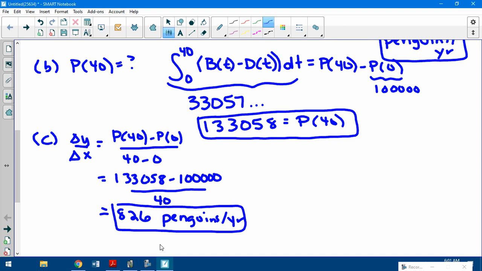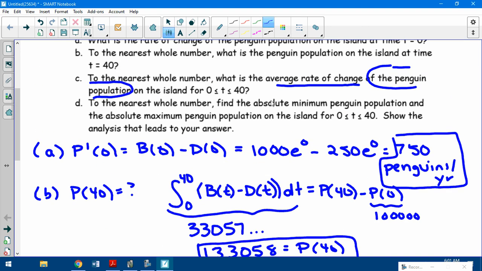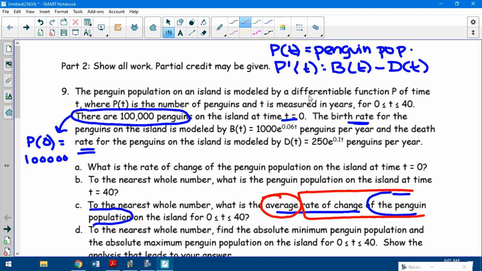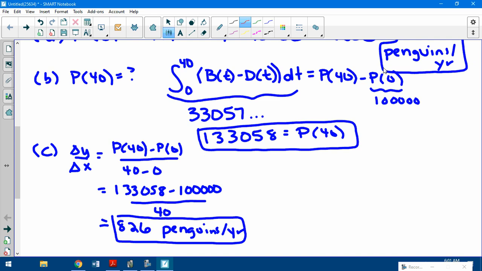Okay, now I said there was two ways to do this one. When you see the word average, if you have the equation, the average of what? The average of the rate of change of the penguin population. I do have an equation for the rate of change of the penguin population. It's b of t minus d of t. So if I have an equation for the average, I could say the 1 over b minus a thing. So b and a are 40 and 0, so 1 over 40 times the integral from 0 to 40, the average of the rate of change. So the average of b of t minus d of t. Don't forget your dt.